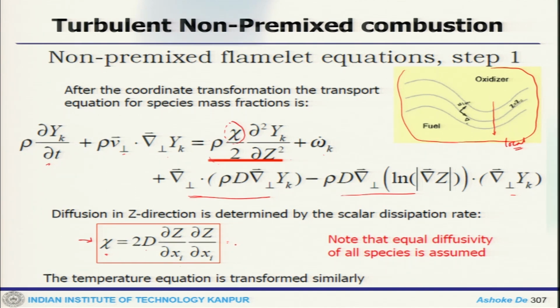But here one important thing is that equal mass diffusivity is assumed. Similarly, one can transform the temperature equation too. That means from this system to the other system, so we get the mass fraction equation and the temperature equation transformed, and now they are in Z and time.